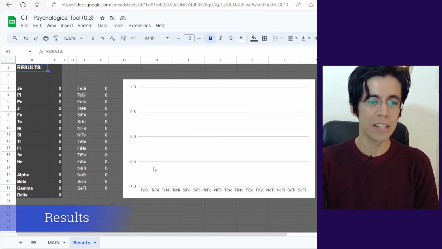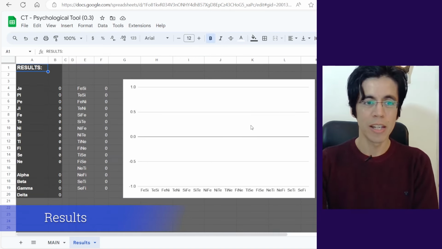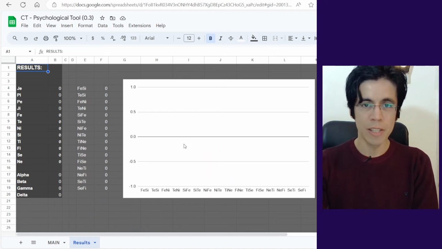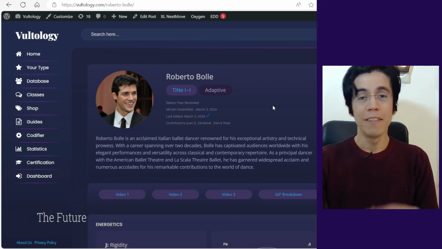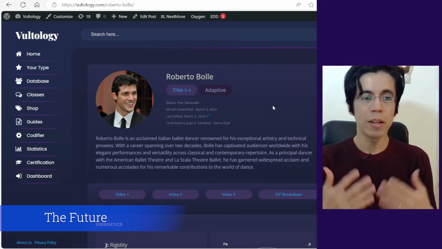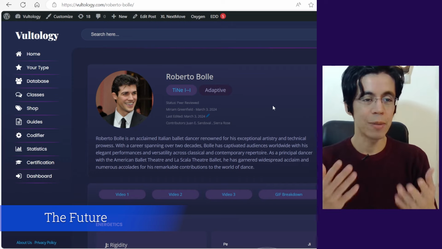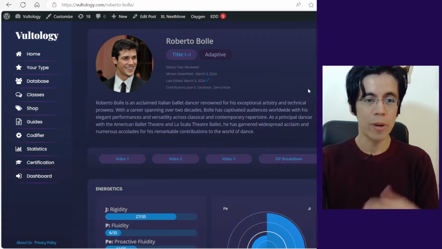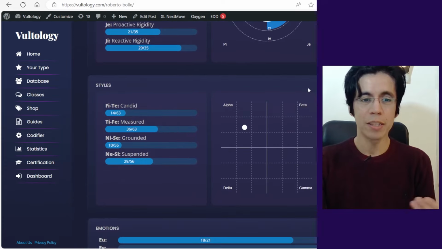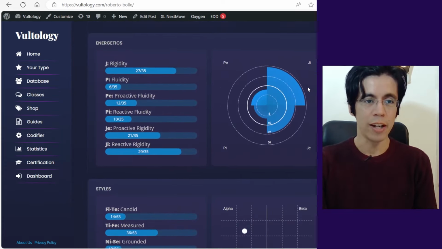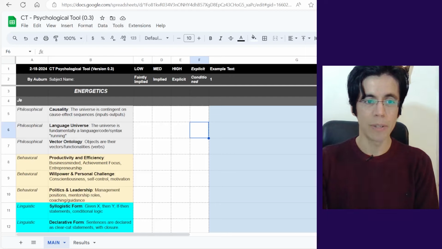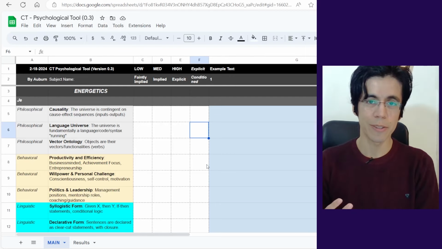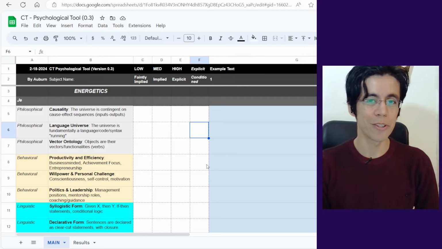And then in the other page here, the results page, you will see which of the 16 types gets more heavily weighted from the data that was in the other page. Eventually, when this tool gets fully refined, it'll appear in a more sophisticated way. For example, in our Vultology website, where you have all this information more neatly displayed in different grids and diagrams. But for now, since it's in development, we're working with this Google Sheets. But look forward to that in the future.